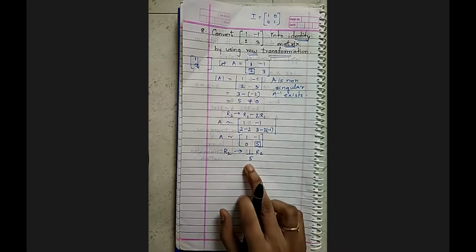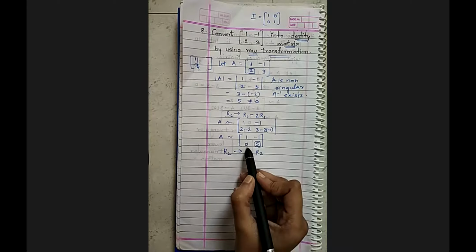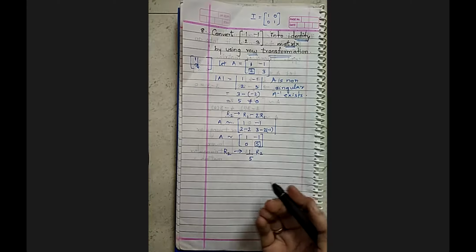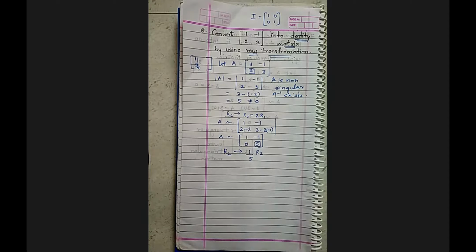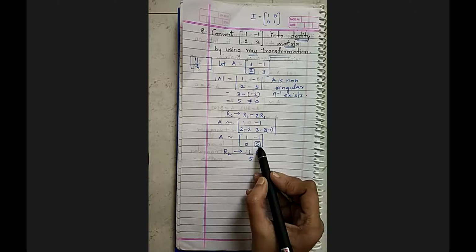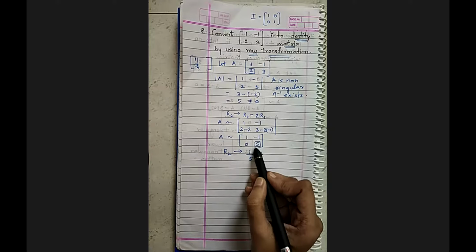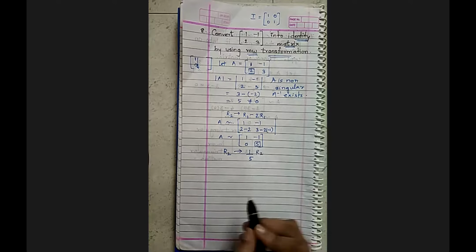Now why I'm multiplying something to R2? Because if I multiply anything to 0, my 0 will remain as it is. So that is the reason I'm multiplying. And in that case, when I multiply with 5, 1 upon 5 into 5, so 5 gets cancelled, so I get 1 over here. Okay, so that was my technique.